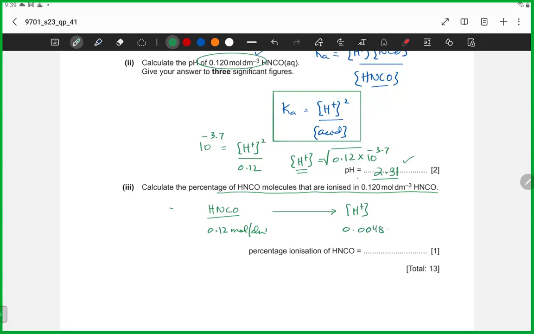Okay, so 0.00489, right? So what is the percentage that got ionized? Out of 0.12, 0.00489 got ionized. So what's the percentage? That's 0.00489 divided by 0.12 times 100. So you had this much concentration and this tiny amount got ionized. What is the percentage that we're getting? 4.078. Because it's 4.07, there are 3 significant figures.